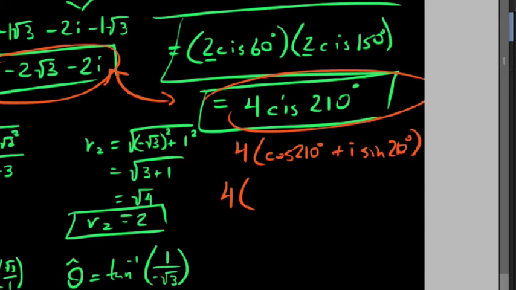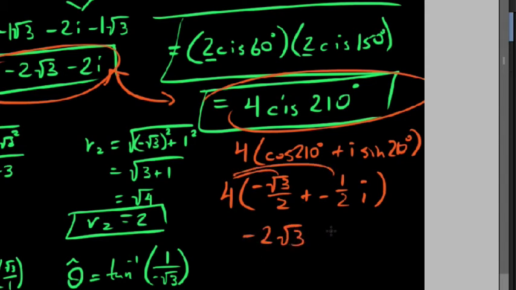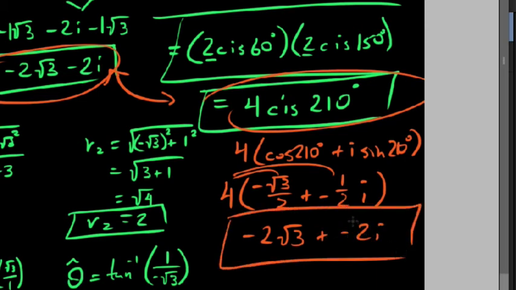So cosine of 30 degrees is radical 3 over 2. And since it terminates in the third quadrant, this will be a negative radical 3 over 2. And this will be plus a negative, because sine is negative in the third quadrant as well, but this will be a half i. And so if we distribute this 4 here, we get negative 2 radical 3 when this simplifies, plus negative 2i, which should look familiar, because this is precisely the number that we were dealing with up here.